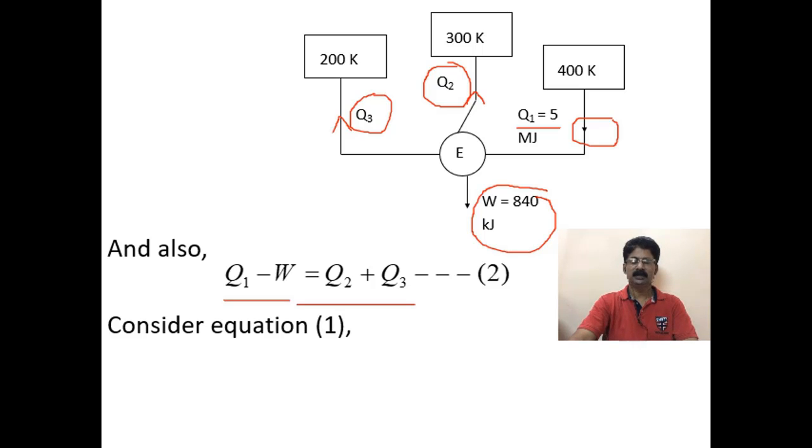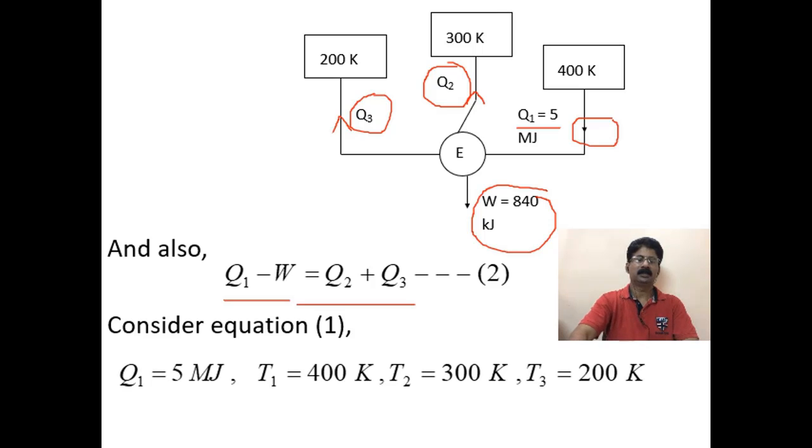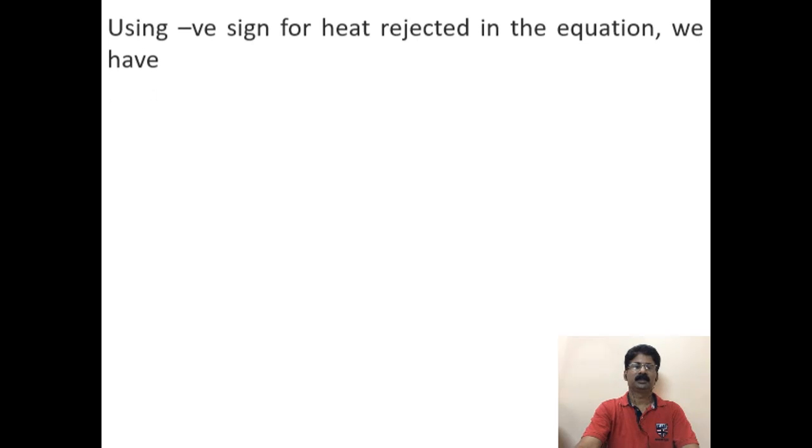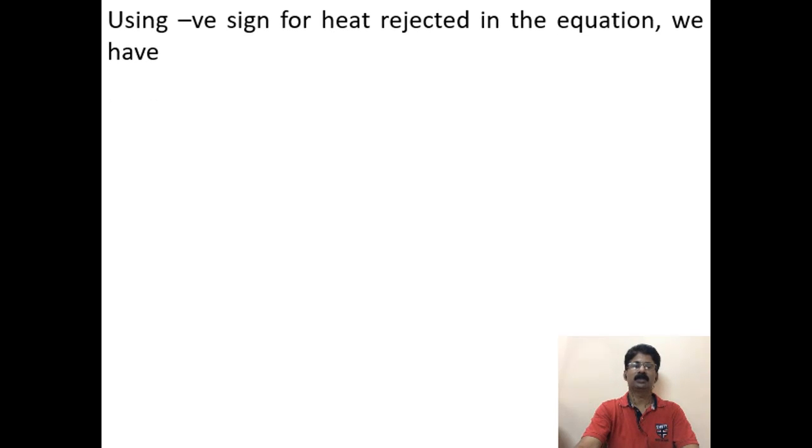Now if you consider the previous equation, that is Q1 by T1 plus Q2 by T2 plus Q3 by T3 is equal to 0. In that, Q1 is 5 megajoules, T1 is 400 Kelvin, T2 is 300 and T3 is 200, using a negative sign for the heat rejected and a positive sign for the heat absorption.